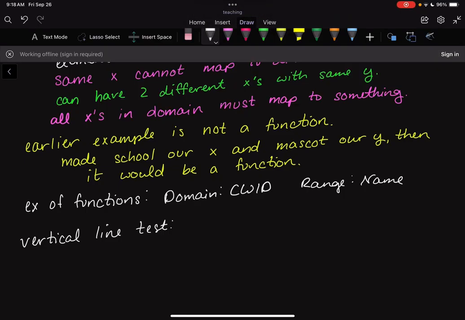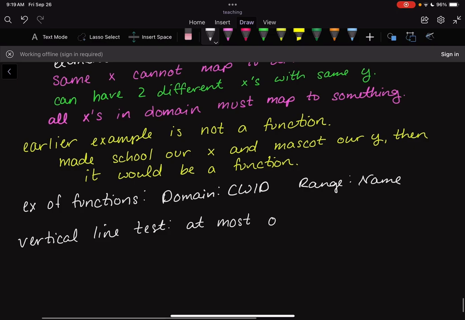Sorry about that. So for our vertical line test, this is a way if we want to graphically test if something is a function. So what we pretend to do is basically hold up a vertical line and we should see at most one x graphed at a time. It's a little hard to explain with just words, but I'll show you in an example.